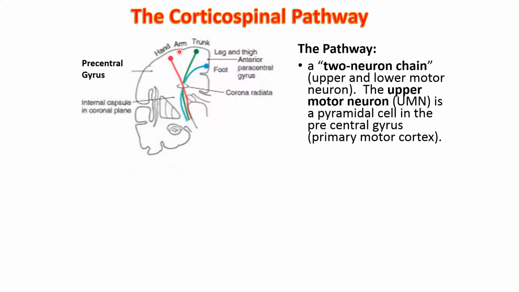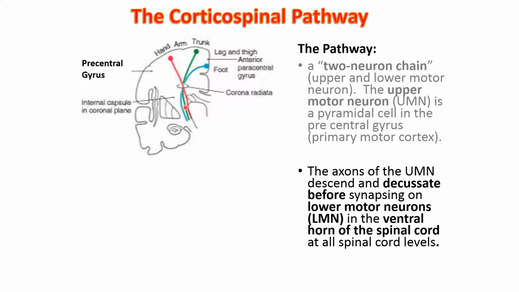We can see that those neurons are going to send their axons down into white matter. This is all white matter down here once you see the axons, through the corona radiata to the internal capsule. The axons of these upper motor neurons will descend, and then they'll cross to the other side before they synapse on lower motor neurons in the ventral horn of the spinal cord at various spinal levels.